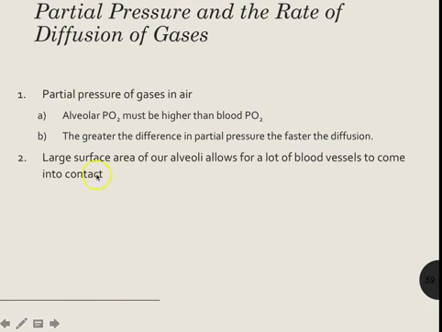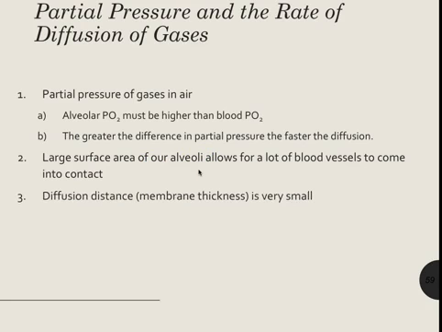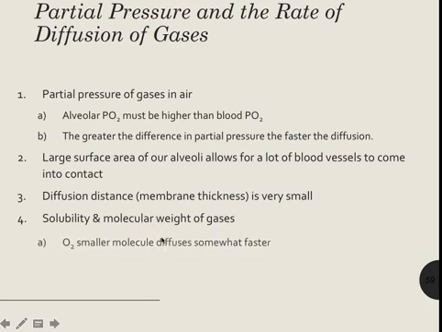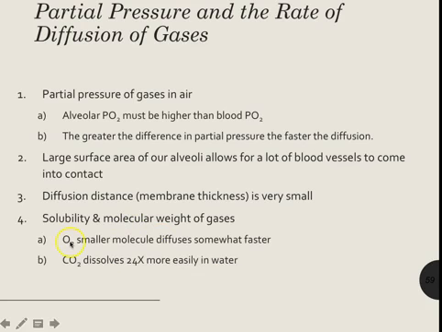A lot of surface area is going to be very important. That's the point of those alveoli, those little air sacs, the increased surface area, which allows more blood vessels to come into contact, which allows for more gas exchange to occur. The diffusion distance is very small. We're talking simple squamous epithelium, so things can pass through very easily. Again, we talk about the solubility coefficient, as well as the molecular weight of gases. Smaller molecules tend to diffuse faster than large ones. So oxygen is a little bit smaller, so it diffuses a little bit faster, but carbon dioxide dissolves more easily in water.